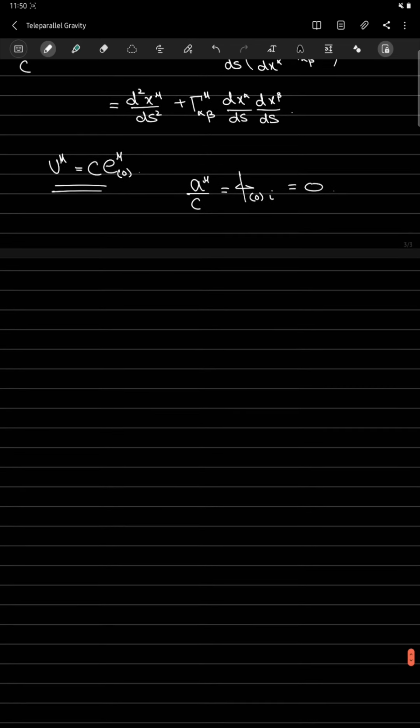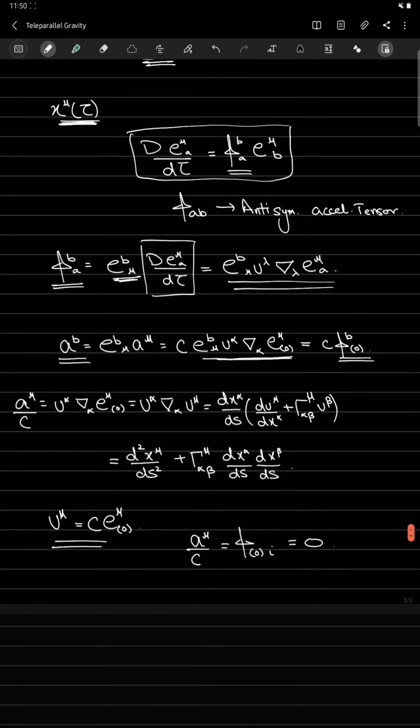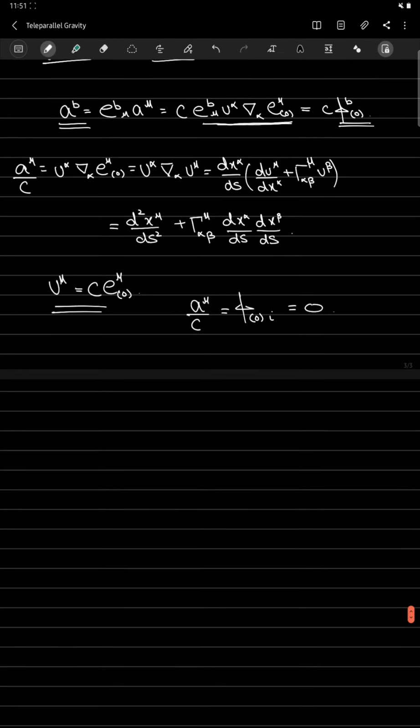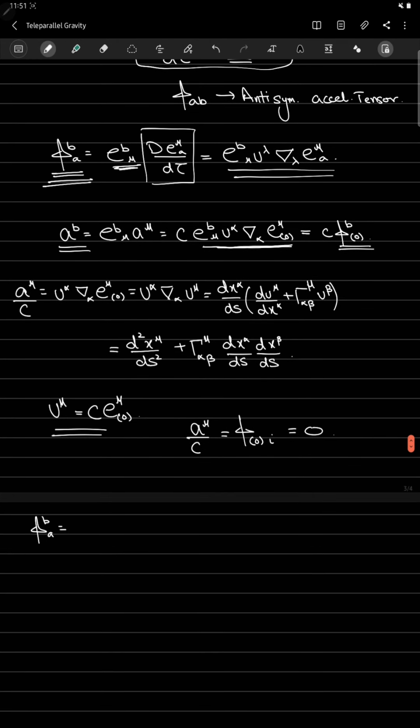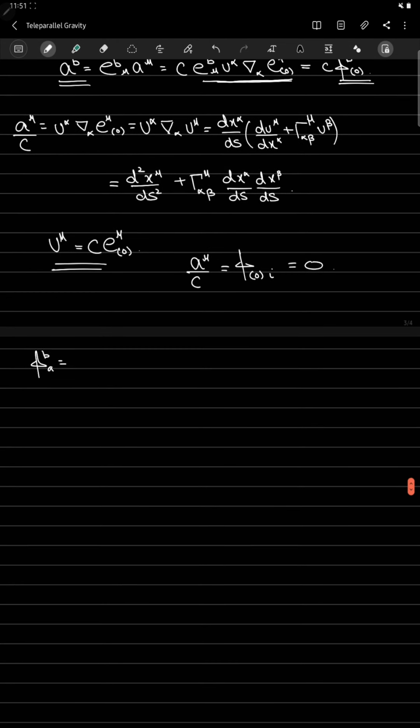And since you know that the tetrads are orthonormal vectors, what you can do is rewrite this equation for phi, which is this one. You can rewrite it as phi ba is equal to u lambda e mu a times the covariant derivative of this field e b mu, right?